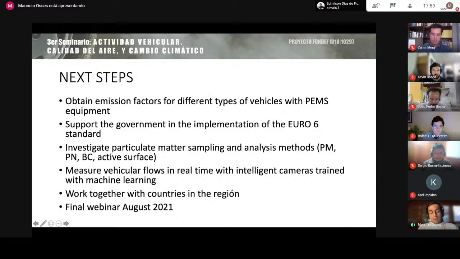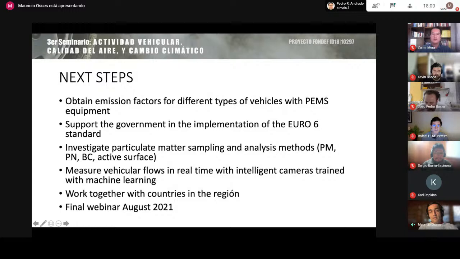Moving into vehicle activity, one of the approaches we are just starting now is to measure vehicle flows in real time with cameras, and these cameras are trained with machine learning. This is something we were talking about with Sergio maybe a year or 2 years ago, and we still think this is a good idea to get real-time data.